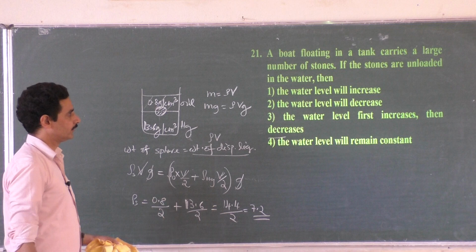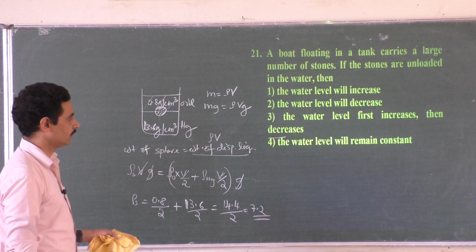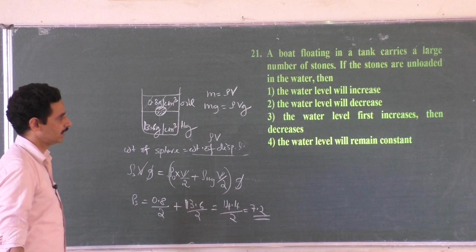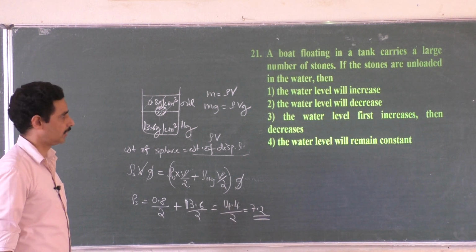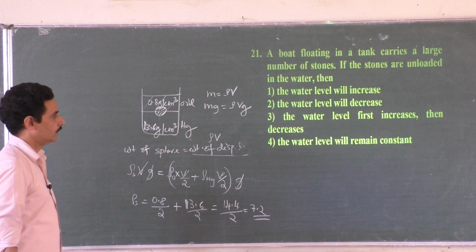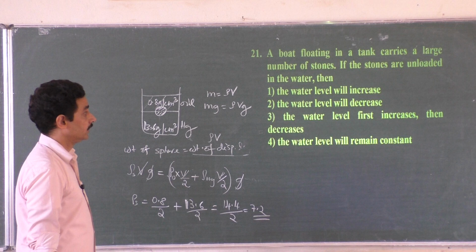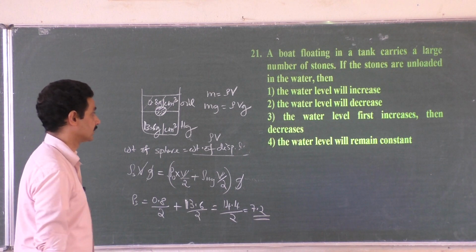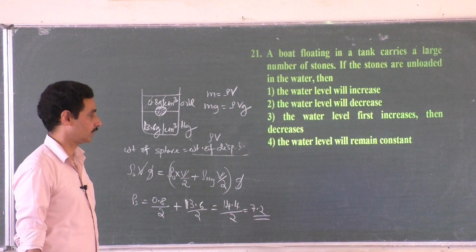A boat is floating in a tank, carries a large number of stones. If the stones are unloaded into the water, what happens? Stones are not in the boat now. The weight of the boat has decreased. So what will happen to the water level? They are asking you the water level. If the stones are unloaded in water, then the water level will remain the same because those stones are inside water now, right?